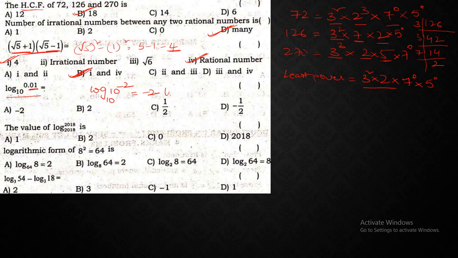Now using the power law, I can write it as minus 2 log 10 to the base 10. So this is nothing but minus 2. So the answer is minus 2. Next, log 2018 to the base 2018. Already we know log a to the base a is equal to 1. So the answer is 1.